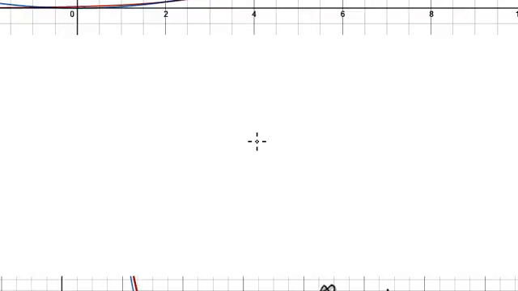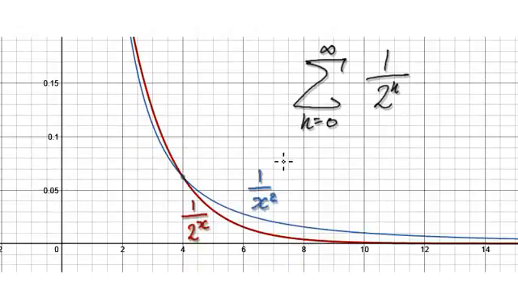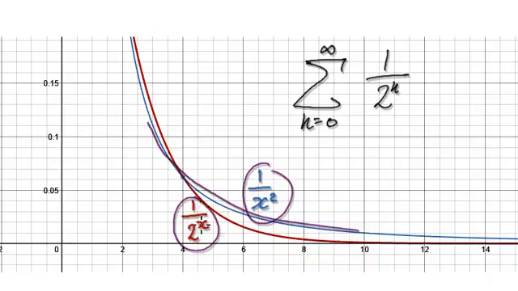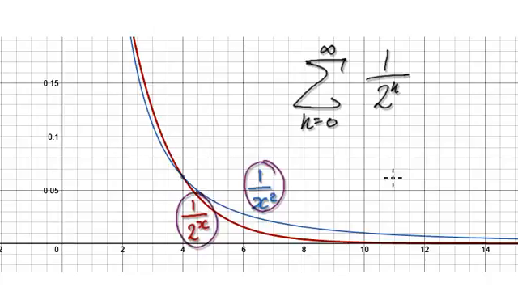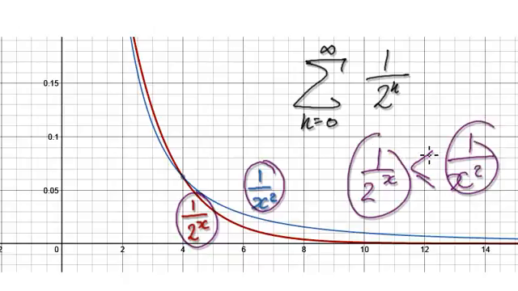So if you look at 1 over x squared, the blue line is 1 over x squared, the red line is 1 over 2 to the power of x. You see, as x gets bigger and bigger, 1 over x squared will always be bigger than 1 over 2 to the power of x.